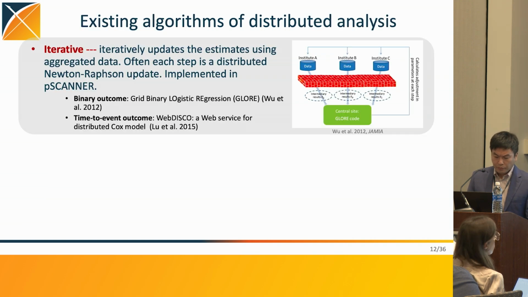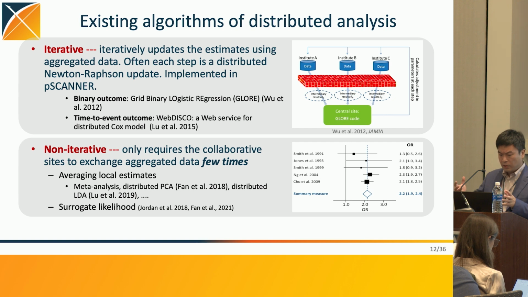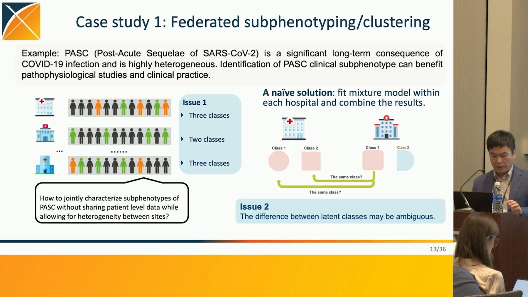So this is just quickly dichotomizing the existing algorithms. In the literature, there are iterative algorithms developed by the p-scanner framework, and then there are non-iterative ones.